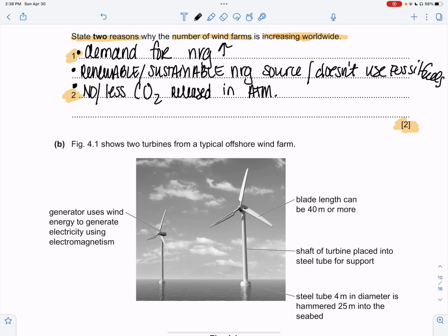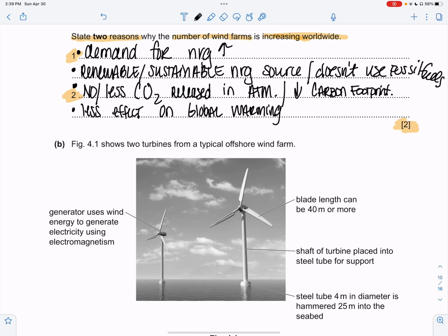Released in the atmosphere, ATM. Along with this, you could also say there's less of a carbon footprint. There's less effect on global warming for those same reasons. And you could also state that for ocean acidification as well. And lastly, there could be legislation or new laws passed that demand that we have fewer emissions in the atmosphere.